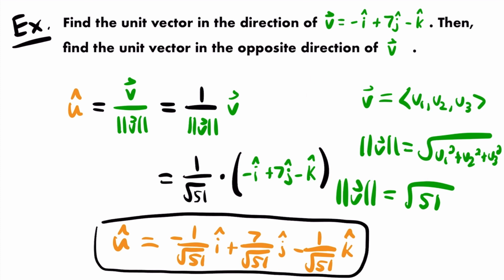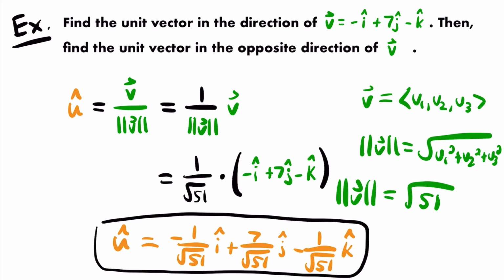And if you wanted to, you could check to make sure that this is a unit vector. You could take the magnitude of this vector and it would be 1, right? That's what it means for a vector to be a unit vector. Its magnitude or its length is just 1. And so you could take the square root of the sum of these components squared and you should get 1.